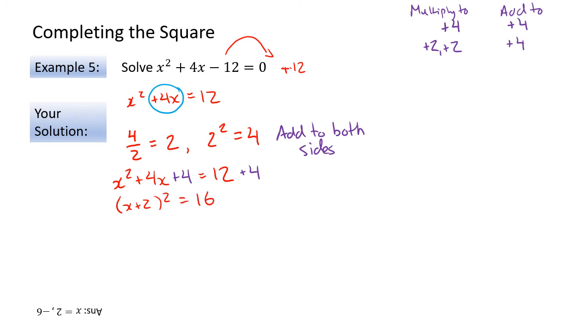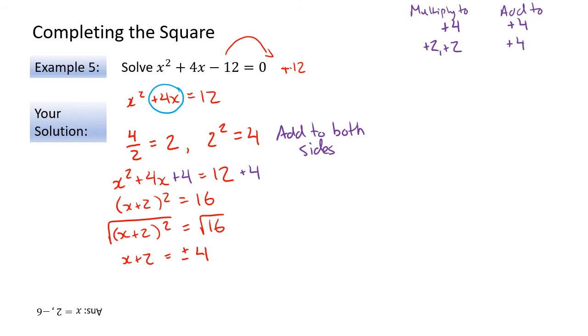So now to solve for this, we take the square root of both sides. The square root of x plus 2 squared is equal to the square root of 16. So we're left with just x plus 2 is equal to either positive or negative the square root of 16, which is 4.